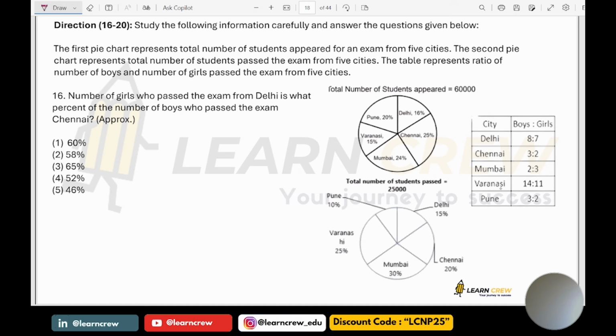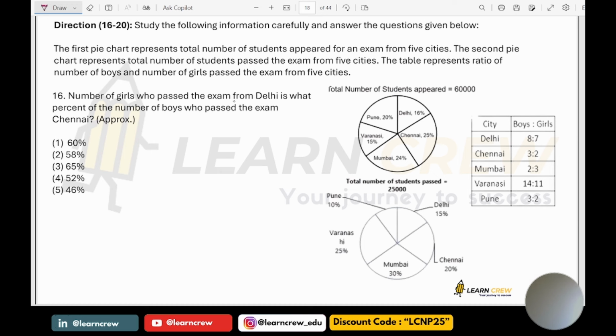The table represents the ratio of number of boys to number of girls passed from the 5 cities. So please see here, number of students appeared, total is 60,000. Total number of students passed is 25,000. This is what is given. And see question number 16 here.